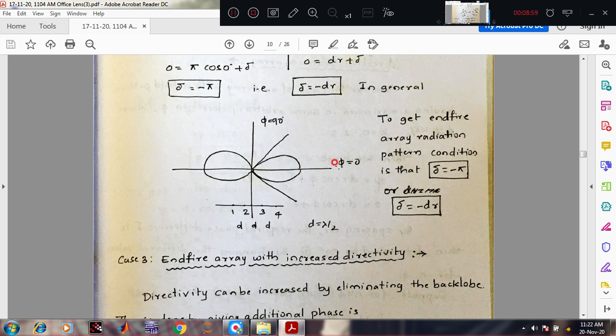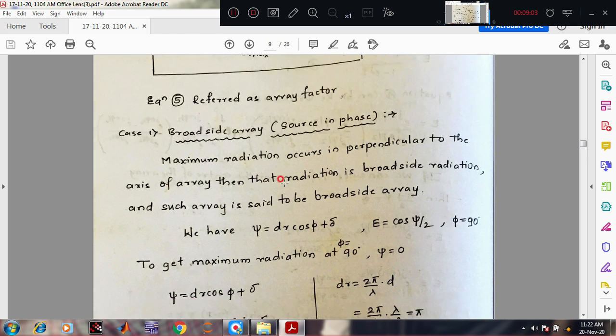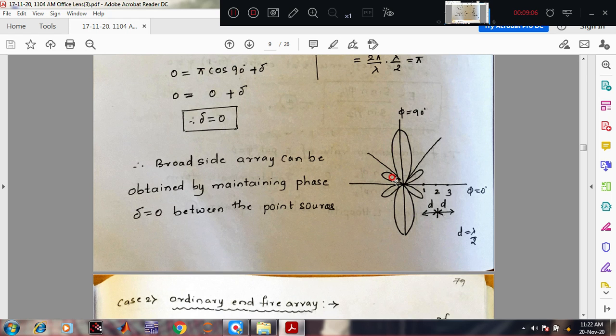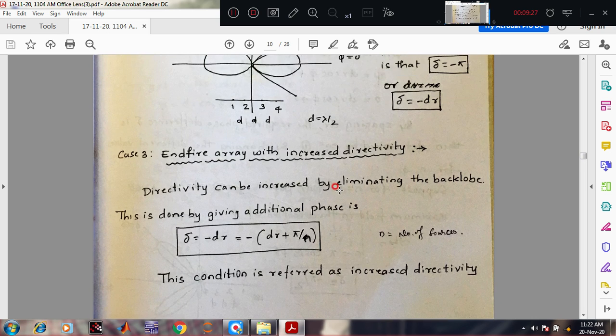The main point here is that the broadside array has its radiation pattern maximum when perpendicular to the array axis, and where there is no radiation, those are called nulls, zero radiation. Here the radiation will be maximum along the array axis, that is horizontal. So let's discuss the next case, that is case 3, end fire array with increased directivity.